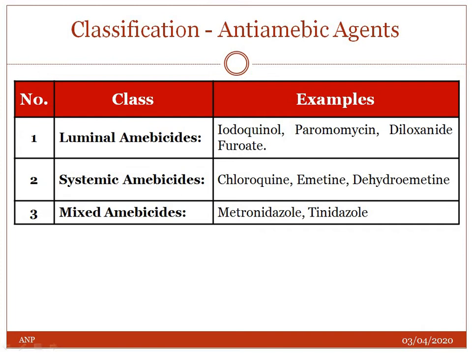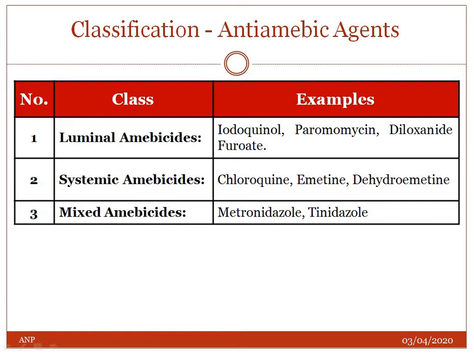The antiamebic drugs are classified according to the site where the drugs are effective. They are classified into three types: luminal amebicides, systemic amebicides and mixed amebicides. Luminal amebicides are the amebicides which act on the parasite in the lumen of the bowel. For example, Iodoquinol, Paromomycin and Diloxanide Furoate.